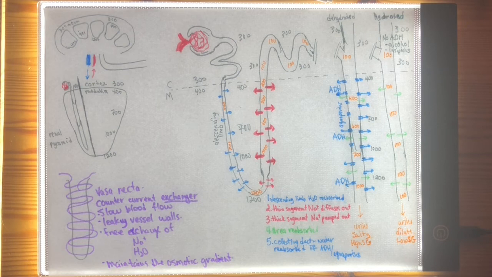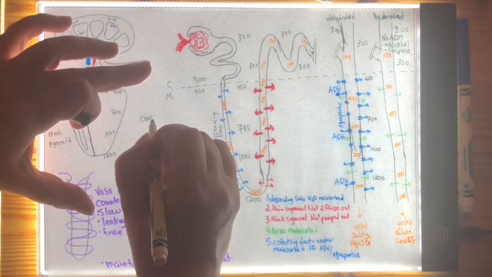So you need salt. Steps 2 and 3, you need salt. But of course, step 5 doesn't even really matter if you are fully hydrated, or if your body doesn't create enough ADH for some reason. Then what's going to happen is that water is not going to leave the collecting ducts, and therefore it's going to remain inside of the filtrate.